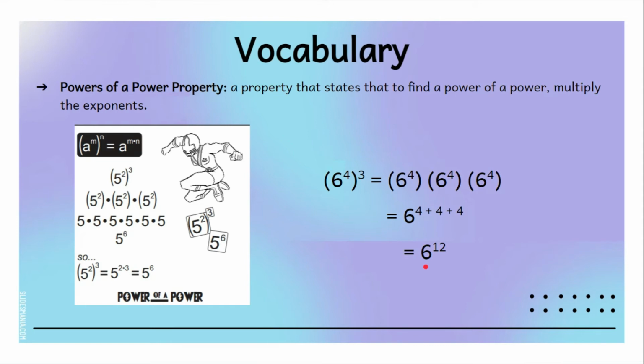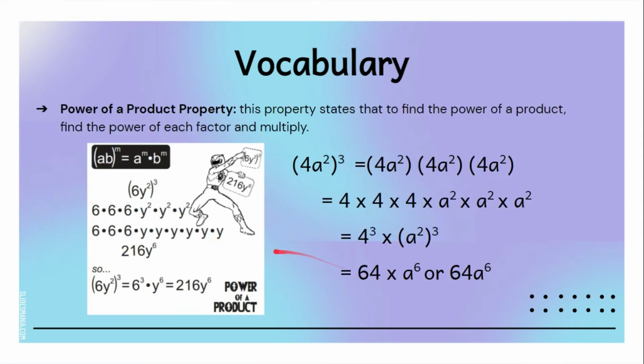6 to the 12th power. Then we also have the power of a product property. This property states that to find a power of a product, we must find the power of each factor and multiply. So let's look at the example right here, which is 4a squared to the third power. If we want to write the expanded form, then we must use our base as a factor as many times as the exponent indicates.